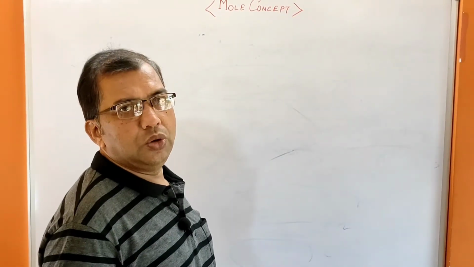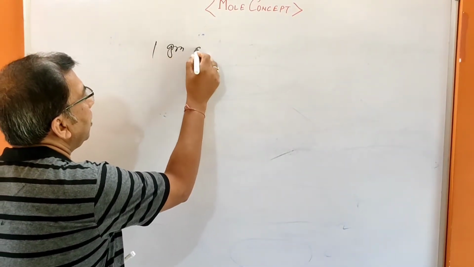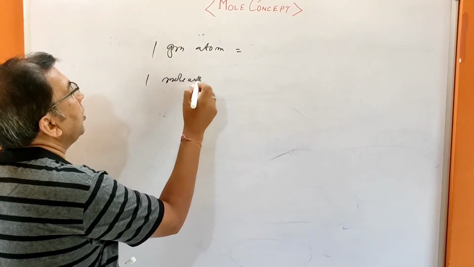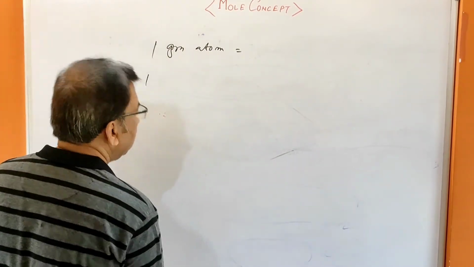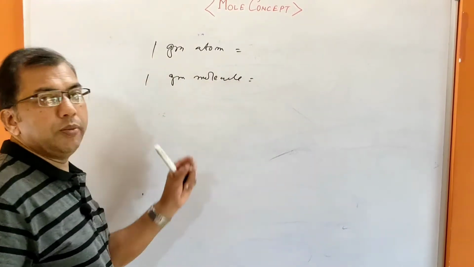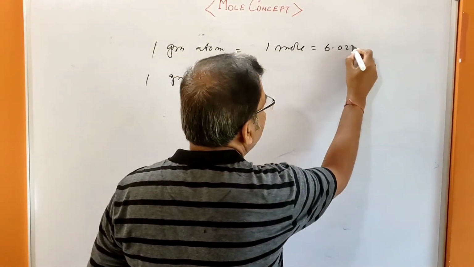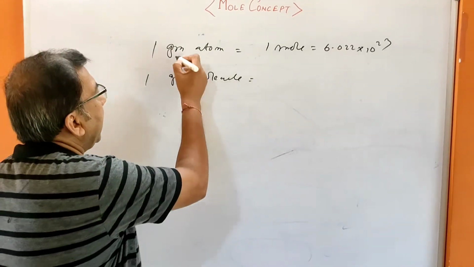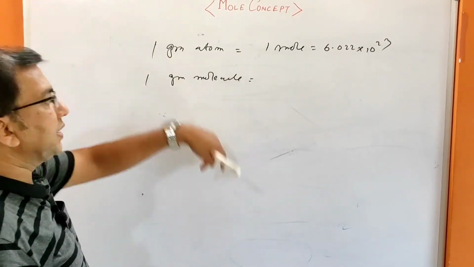Now, remember one thing, the 1 gram atom or 1 gram of atom is different. 1 gram atom, 1 gram molecule. 1 gram atom equals 1 mole equals 6.022 × 10^23, Avogadro number. Clear? 1 ग्राम ऑफ एटम नहीं है, 1 ग्राम एटम्स नहीं होगा. 1 ग्राम एटम का मतलब 1 मोल.